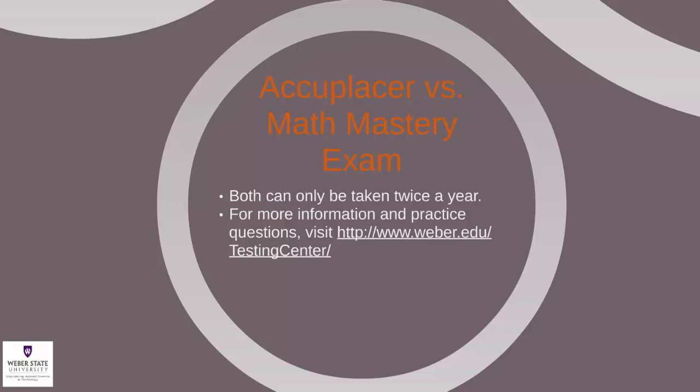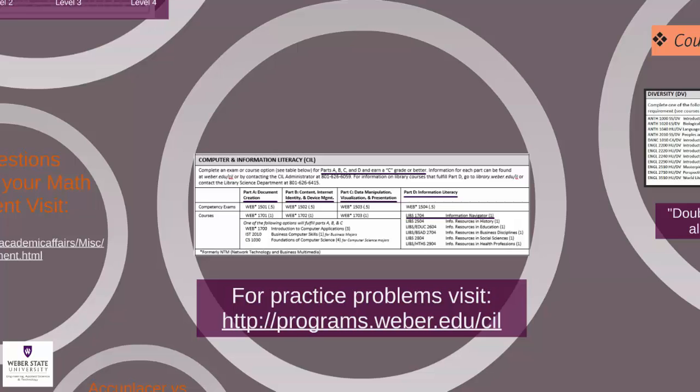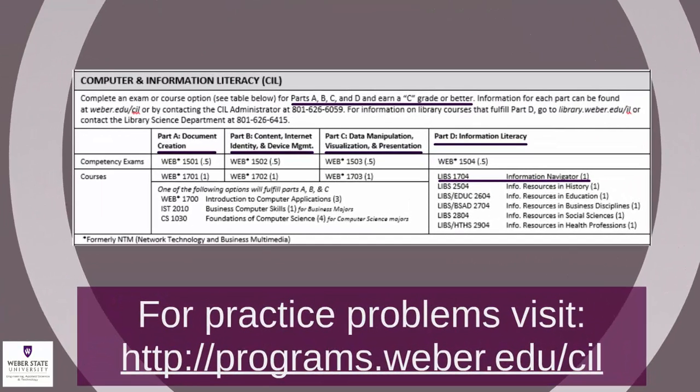As another example, let's say that you haven't had math for a number of years and place into Math 950. After taking Math 950, you may feel that you have had enough of a refresher to possibly retake the AccuPlacer and place higher than Math 990. The next requirement is Computer and Information Literacy. Computer and Information Literacy is broken into 4 parts.